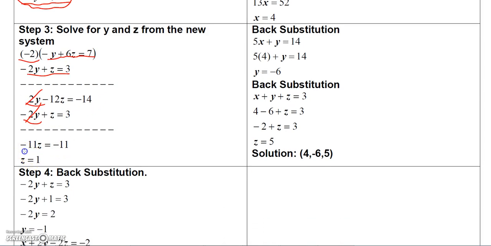And now all I have to do is divide both sides by negative 11, and I get z equals 1. Okay, so now I can start what's called the back substitution.